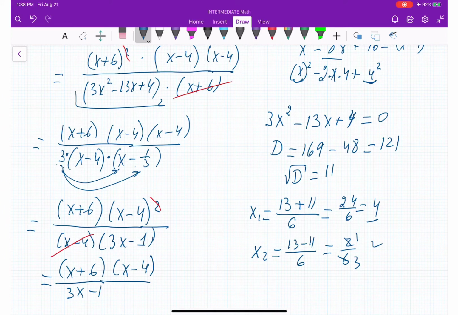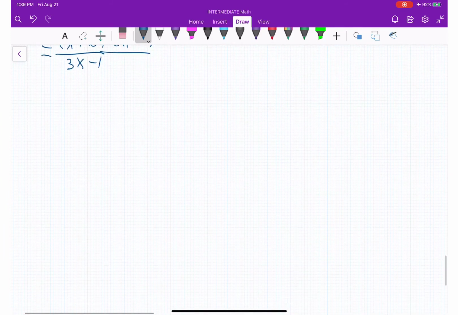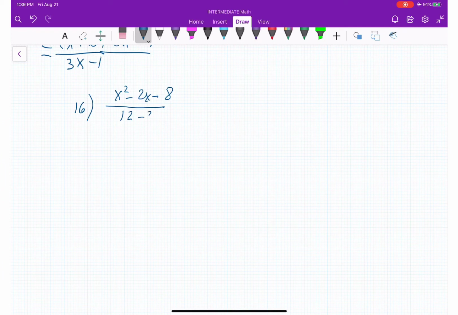Okay, question number 16. This is a little bit lighter problem, x squared minus 2x minus 8. And we have 12 minus 3x times, multiply. It's going to be x squared minus x minus 6. And here we get 5x plus 15.